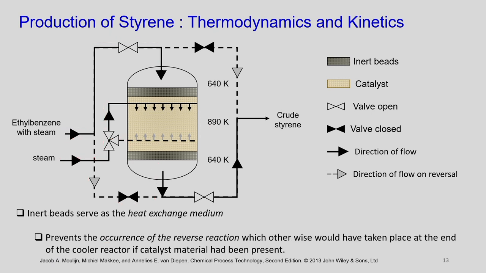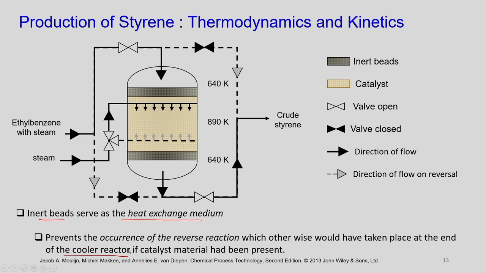So now what is the inert? Just now I told you the inert beads again serve as a heat exchange medium. So the inert will try to absorb some heat. The idea is similar to what I have defined previously, it is just there to absorb the heat. So it prevents the occurrence of the reverse reaction, which otherwise would have taken place at the end of the reactor.